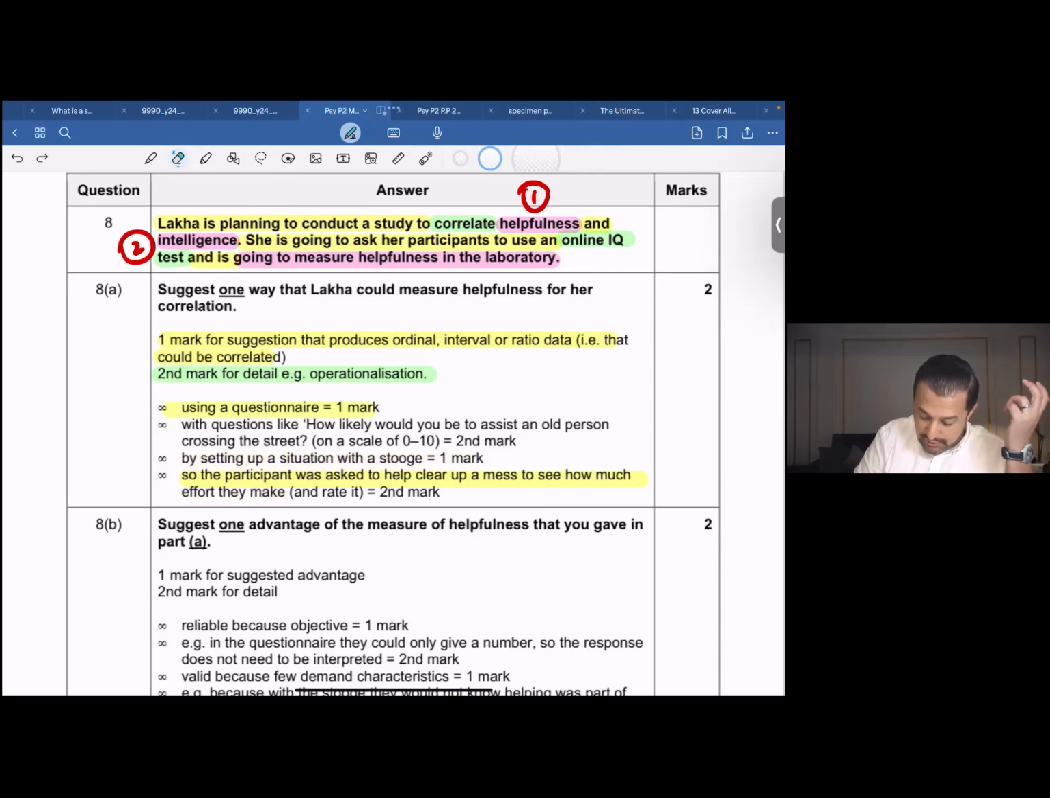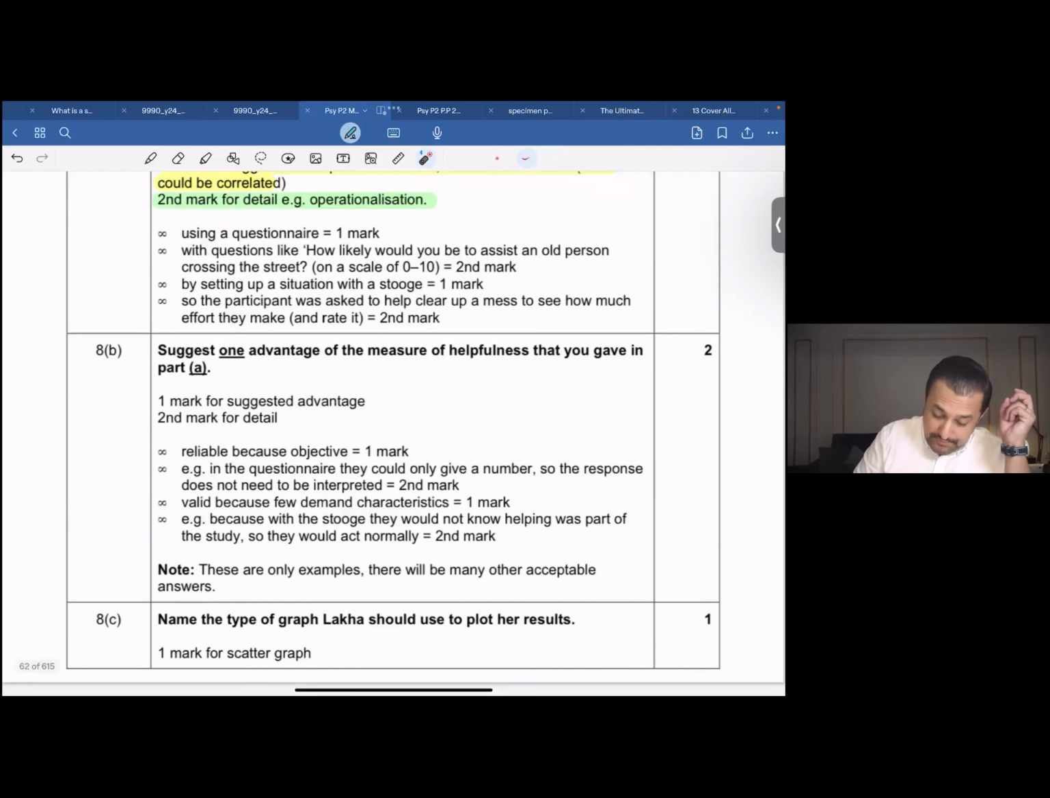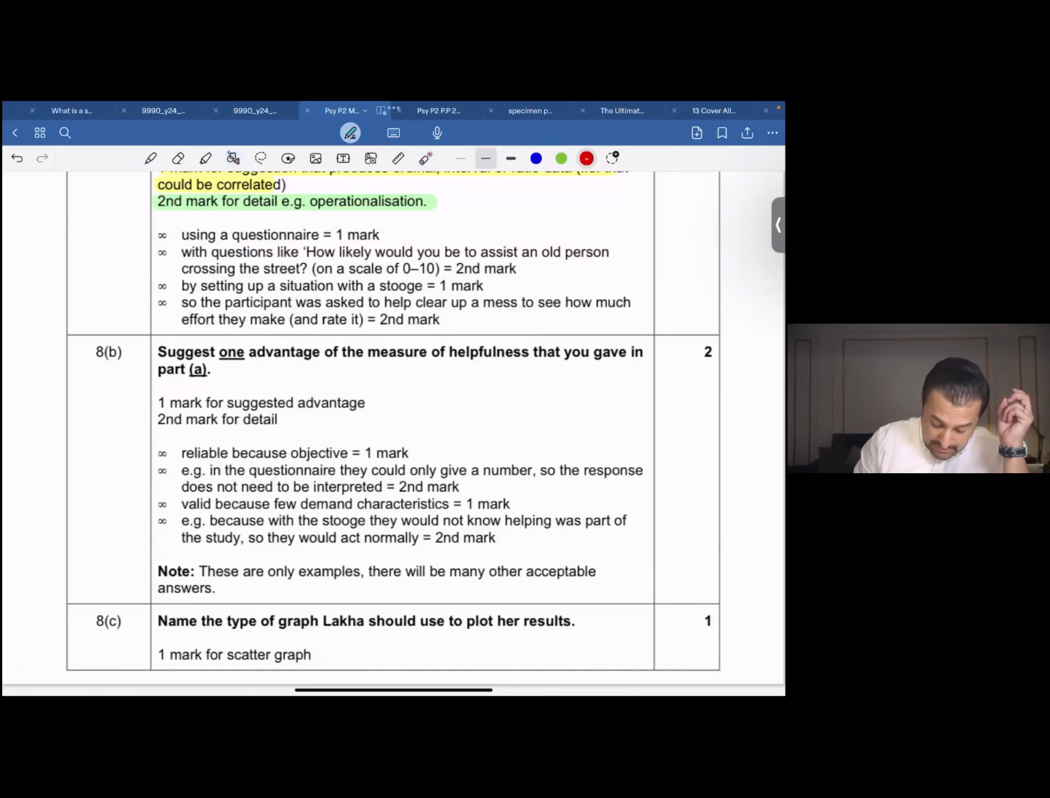Now, do whatever, or alternatively come up with a suggestion of your own as well, but make sure you're getting the first mark for suggesting something, and the second by providing detail related to it. Taking this ahead, the second question over here again requires a suggestion.